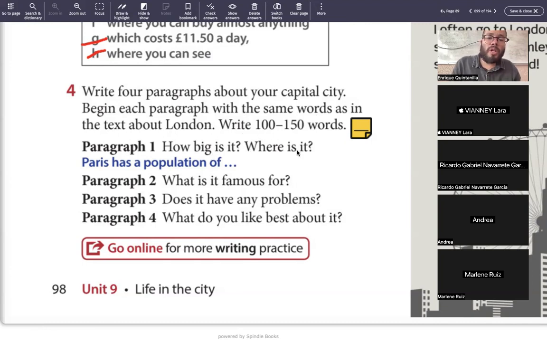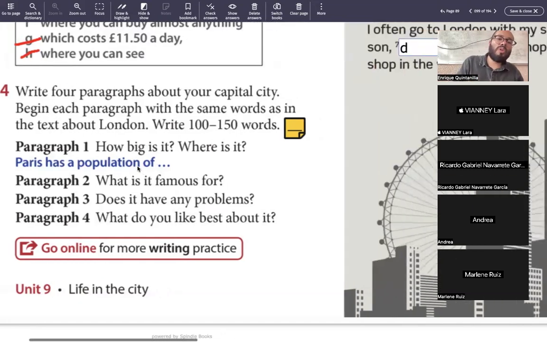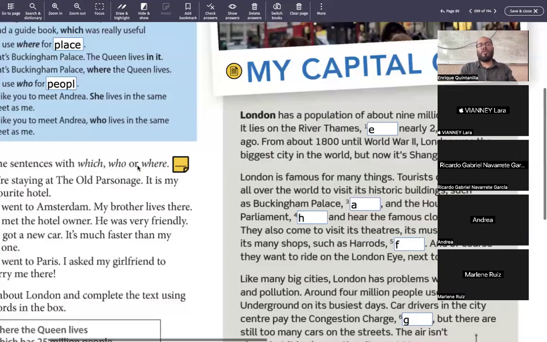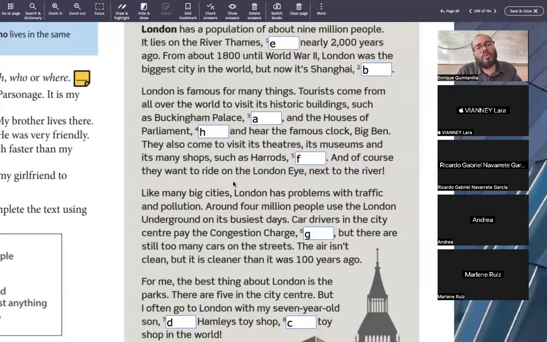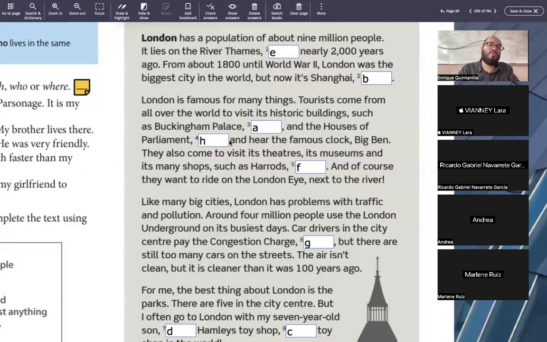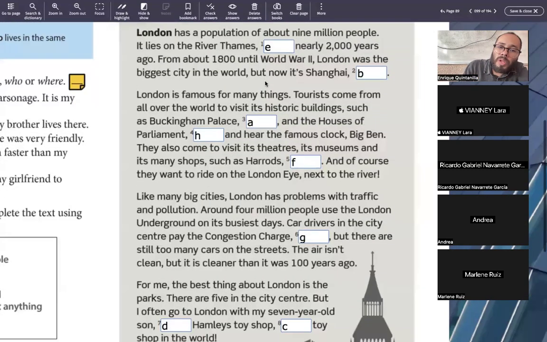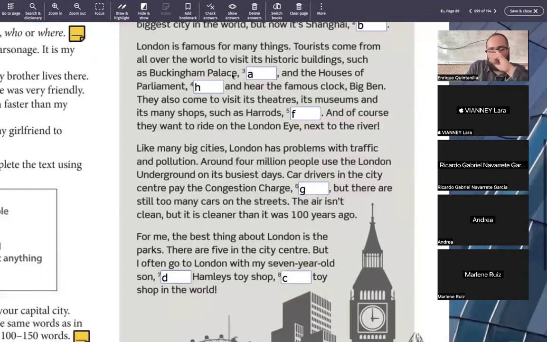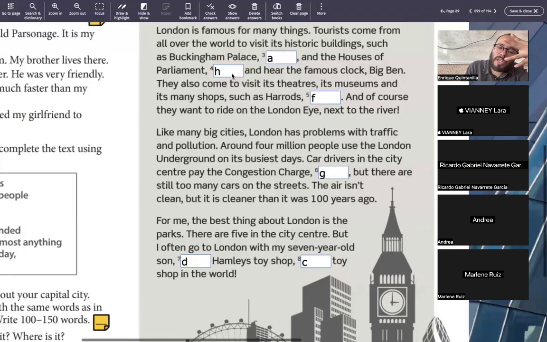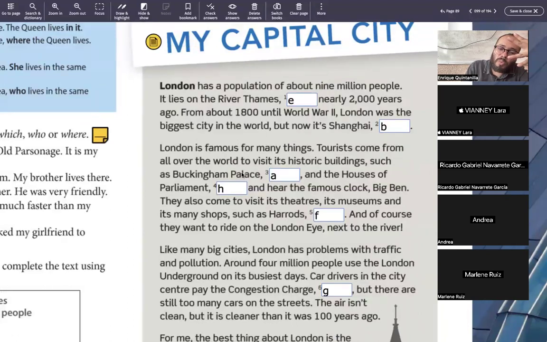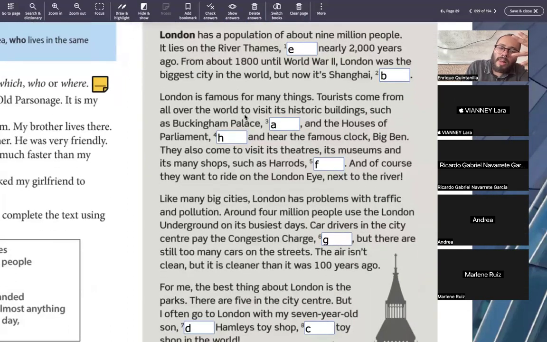How big is it? Where is it? This is just for a guide, yeah? So, Paris has a population of, yeah? So whenever we write texts, or writings, we have to write a text similar to the one that we previously checked, no? So it has to have 4 paragraphs, your text. Tiene que tener 4 paragraphs, your text, yeah?